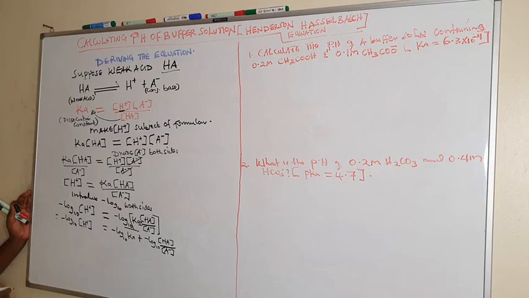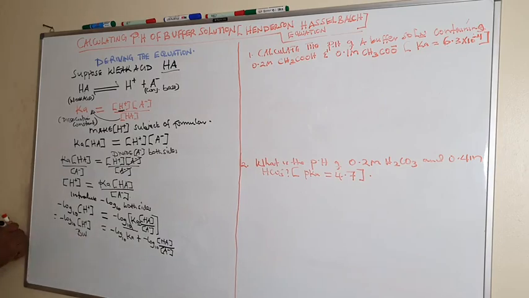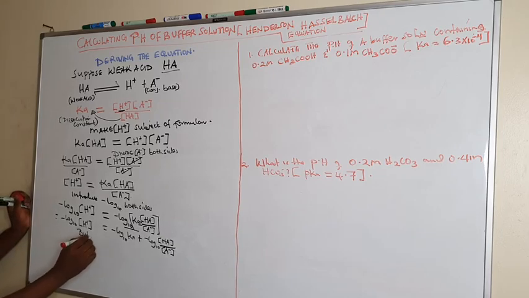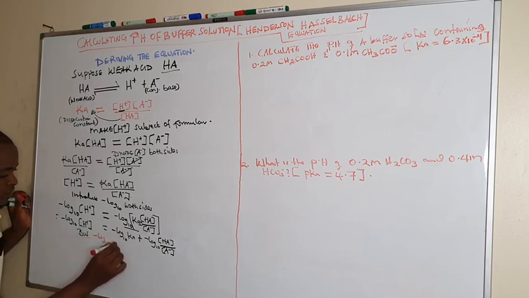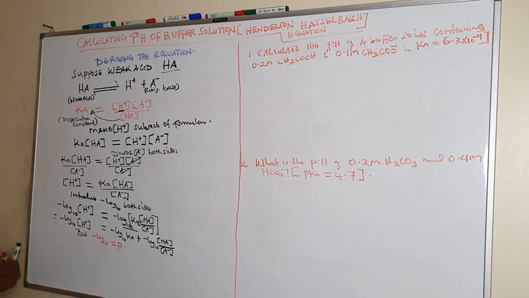After reaching this point, we have to know that negative log base 10 is the same as p. So we are going to introduce p where there is a negative log.